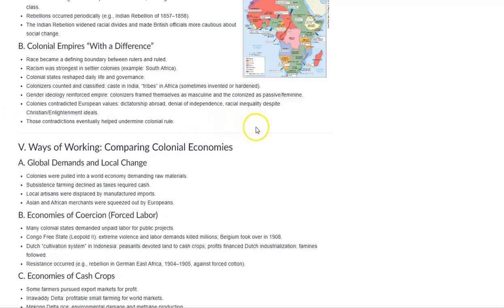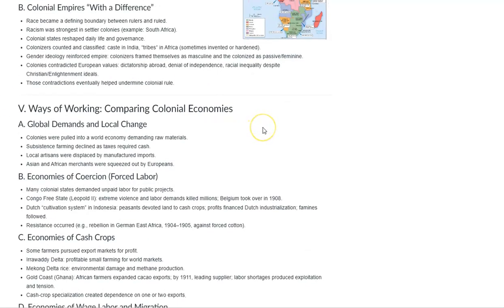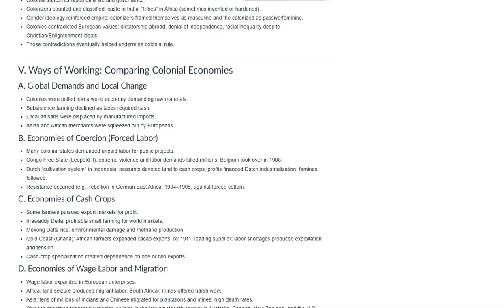Colonialism also transformed labor. The world economy increasingly demanded Asian and African raw materials. And so we see subsistence farming decline because people had to pay taxes in cash and because they wanted access to those imported goods. Local artisans were displaced by manufactured products, and Asian and African merchants were squeezed by Europeans. Across colonies, we can compare three major labor patterns. First, coercion. Many colonial states demanded unpaid labor or public projects.